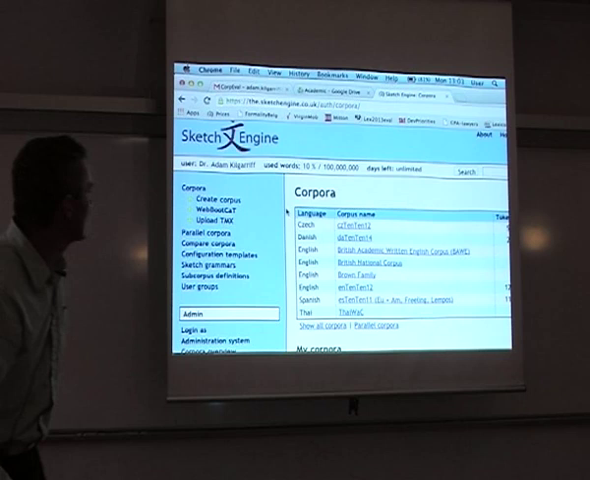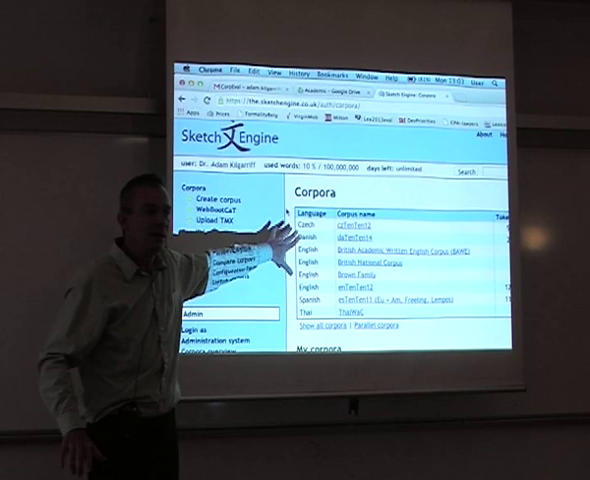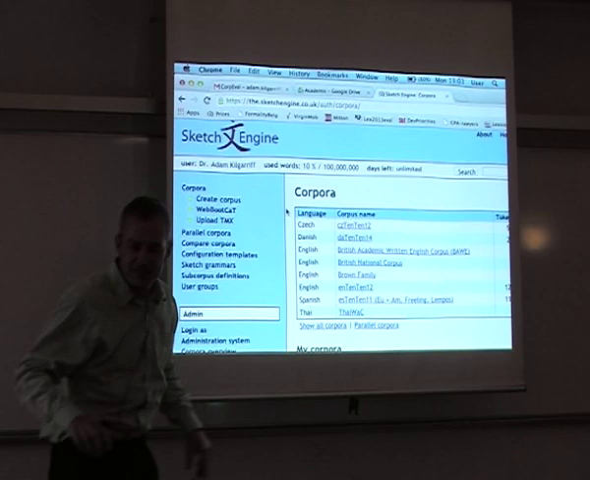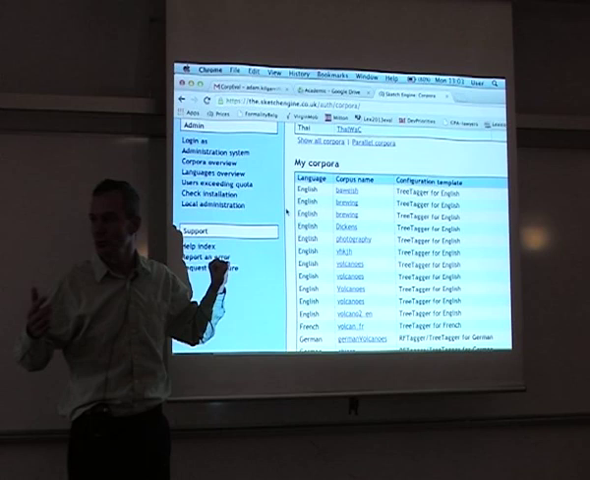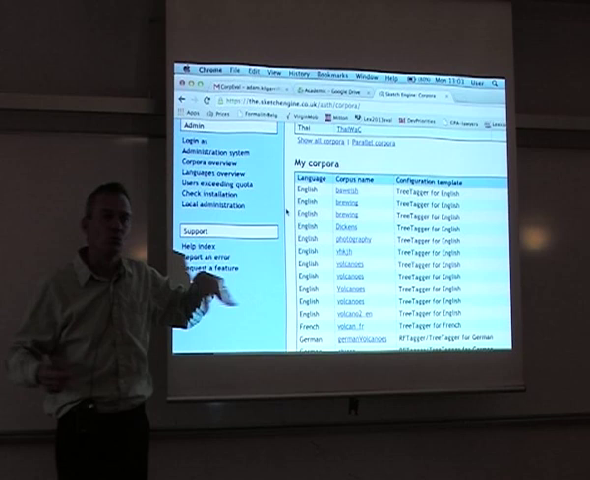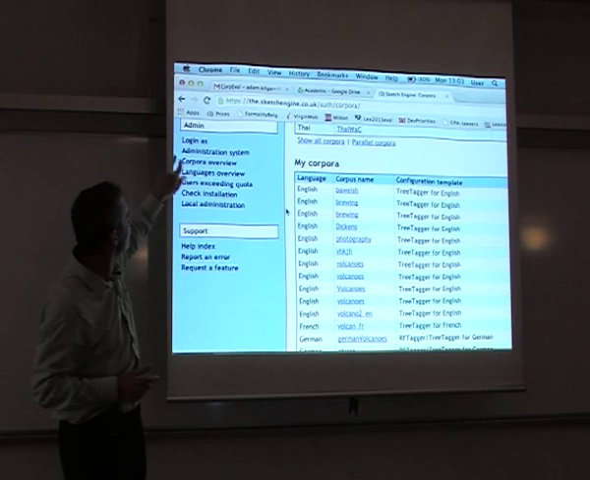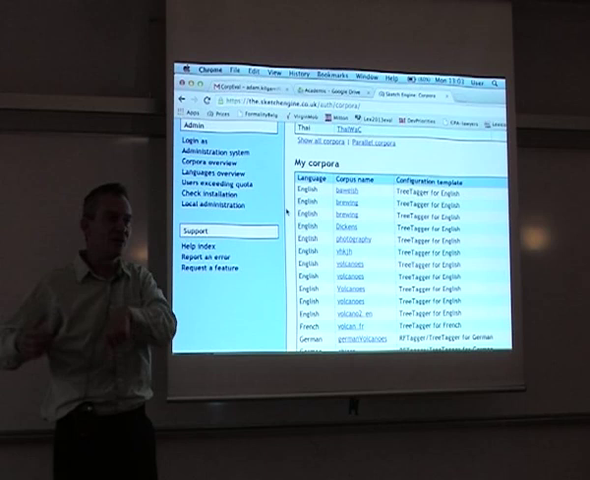There are the corpora that are managed by my company, and then down here there are my corpora, which are the ones that you've built yourself. So as well as it being a tool for using existing resources to explore them, it's also a tool for uploading into our tool your own resources that you've created on your own computer, or we've also got a nice tool called Bootcat for building corpora from the web. So you could also be building corpora and exploring them in the tool.